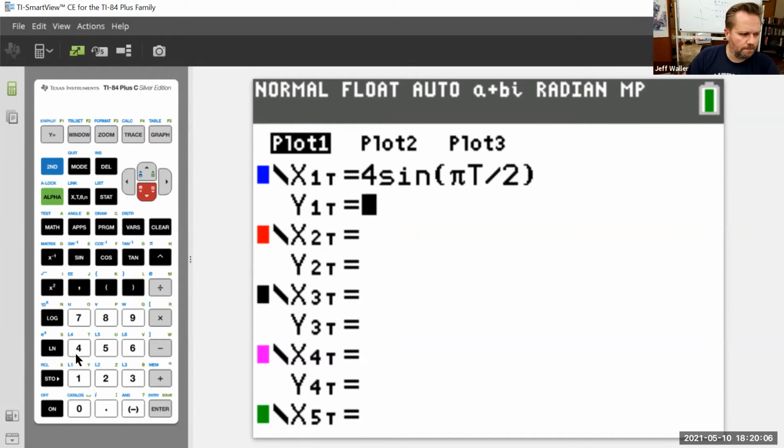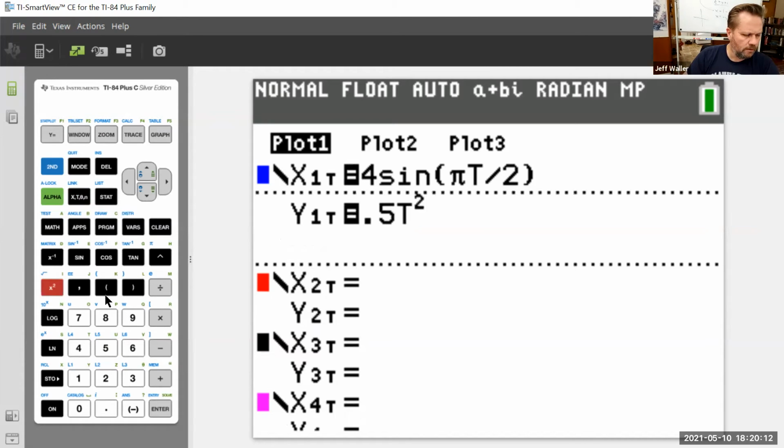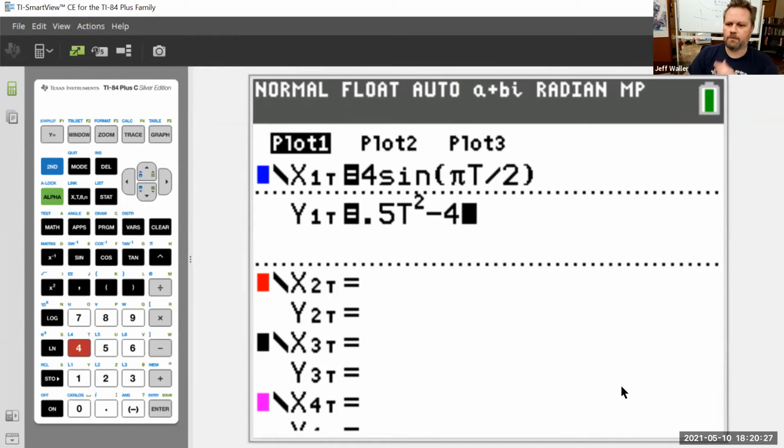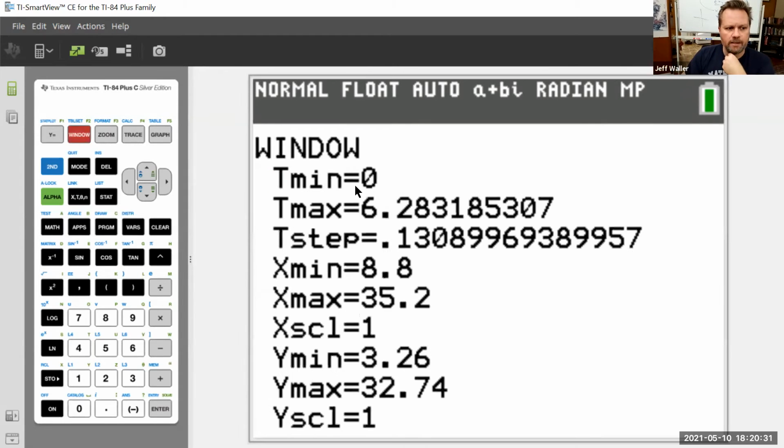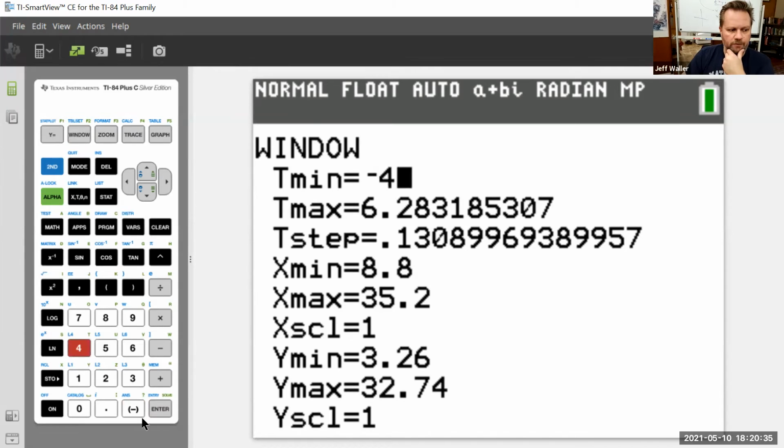Y was 1/2 t squared. Is that right? 1/2 t squared minus 4. Is that what that was? Nobody's gonna help me. All right, I'm all alone. Yeah, that's what it was, Jeff. Okay, Jeff. Now, if I hit window, I can control the T min and the T max, and I want that to go from -4 to 4, yes?